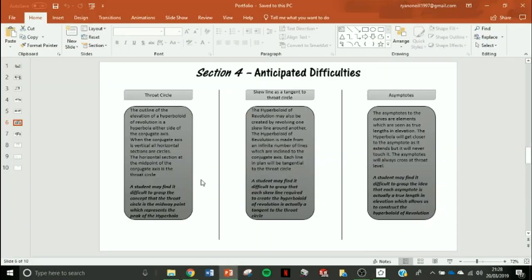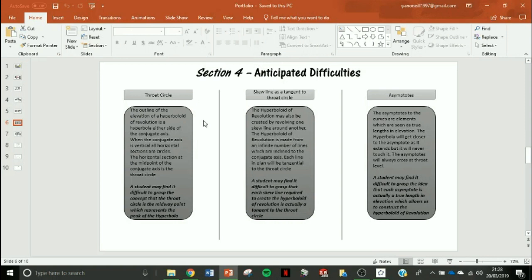Right, so as we see here, one of my anticipated difficulties was the throat circle. The outline of the elevation of a hyperboloid of revolution is a hyperbola either side of the conjugate axis. When the conjugate axis is vertical, all horizontal sections are circles. The horizontal section at the midpoint of the conjugate axis is a throat circle.